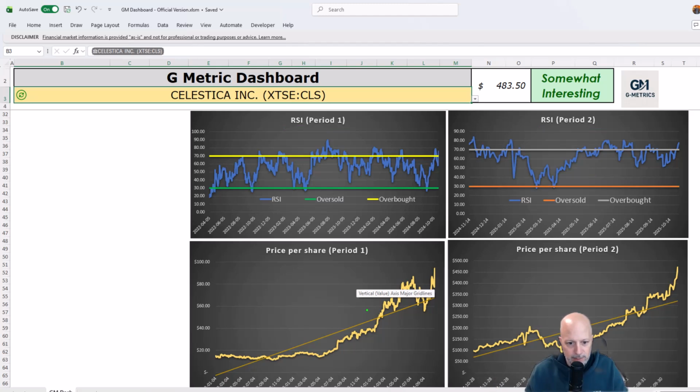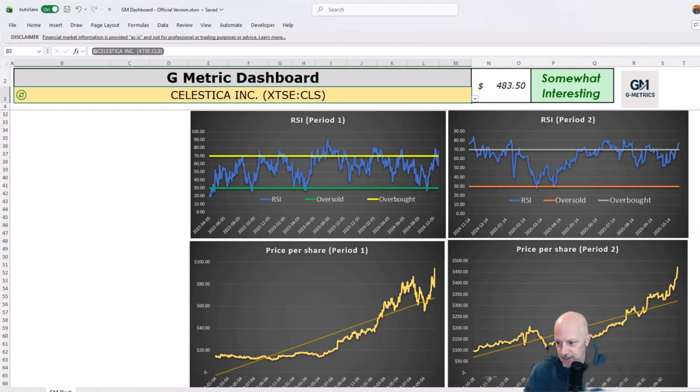And finally, at the bottom here, we have our price per share chart. We can see during period 1, Celestica was hovering around under $20 here, and then it started to take off. By the end of period 1, it was at like $90. Wasn't done yet. As we look at period 2, it started at about 100 here, came back a bit, and then just took off, and now is at $460 or $483.50. You can see up here, this is the Canadian version. I am Canadian. You can get this stock on the New York Stock Exchange as well, but I prefer, if I can, to buy it on the Canadian Stock Exchange, just being a Canadian and all.